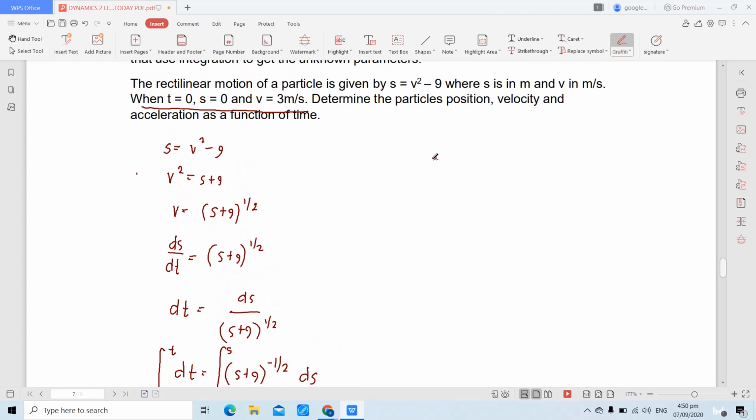Pag natin dito. Therefore, s is equivalent to (t plus 6) quantity squared, minus 9, all over 4. So, t squared plus 12t plus 36 over 4 minus 9. Simplify natin ulit. S is equivalent to t squared over 4 plus 12t over 4 is 3t. 36 over 4 is 9 minus 9. It's cancelled. So, meron tayo ditong position of a particle as a function of time.